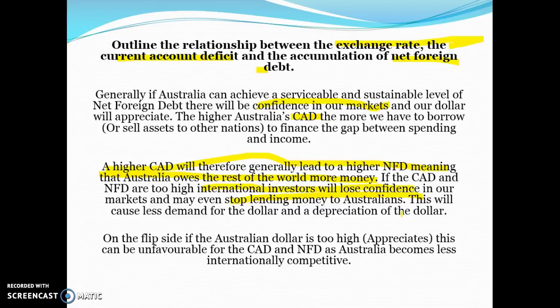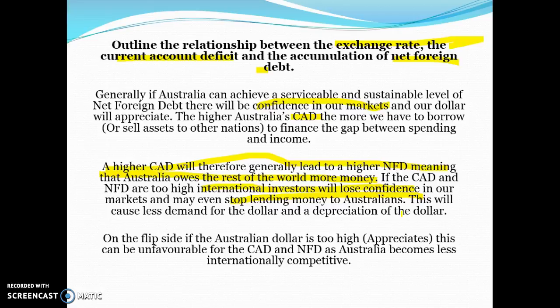A higher current account deficit means that we have to sell off more of our assets or go into more debt. If we go into astronomical amounts of debt, the rest of the world goes, no, we're not lending money to Australia anymore, and that will lead to a lack of capital inflow, and therefore the dollar will depreciate. And other people will want to take out their assets in Australia, so there'll be more capital outflow as well.